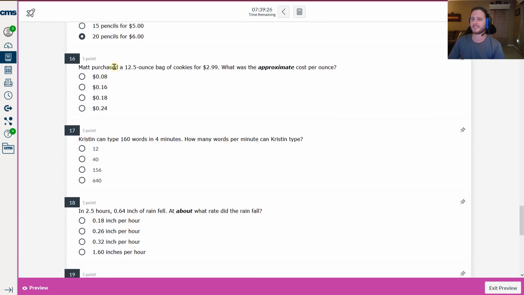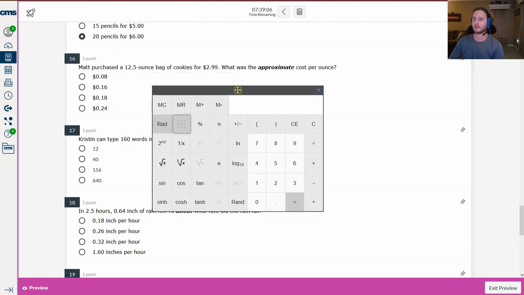For number 16, Matt purchased a 12.5 ounce bag of cookies for $2.99. What is the approximate cost per ounce? Approximate here just means to round. You are not going to get an exact answer. You will need to round. So we are going to simply divide.